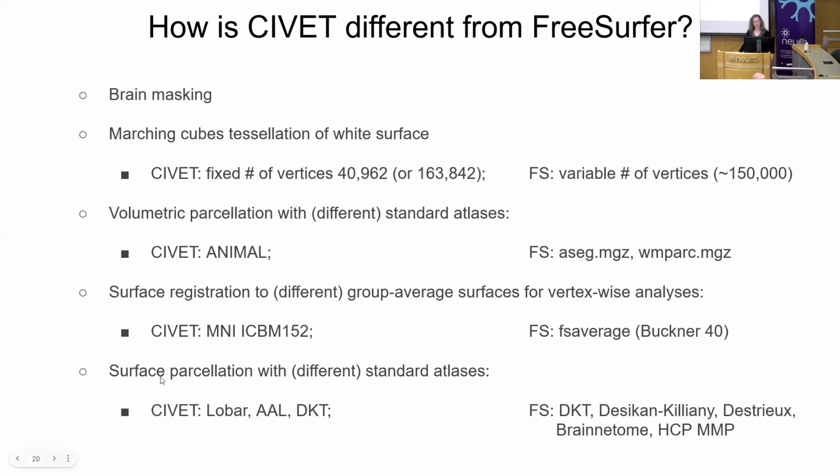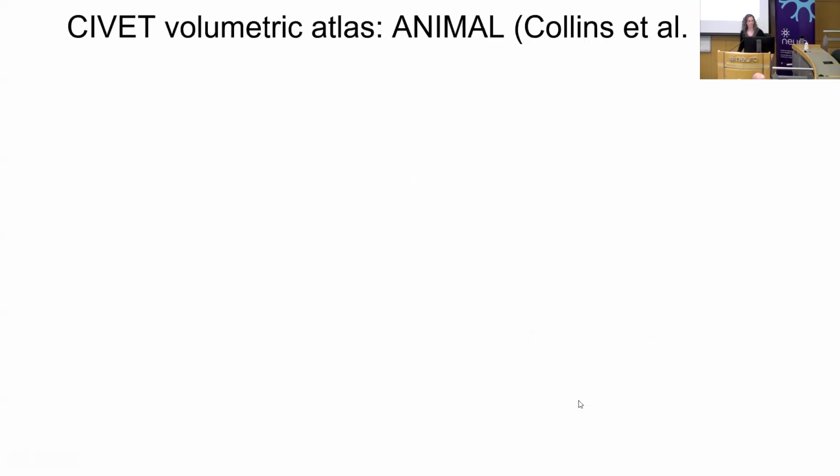So after registration, you can also have surface parcellation with these different atlases. So CIVET, we showed lobar before, which is the default when I showed the QC image, but you can also choose AAL or DKT. And FreeSurfer has a range of atlases as well. I'm not going to show all of them, but just the general concept.